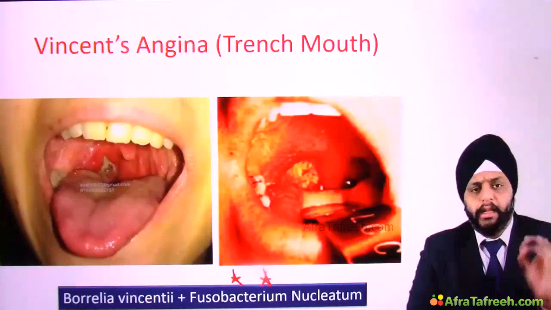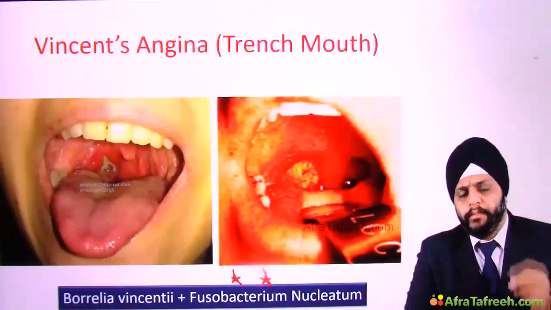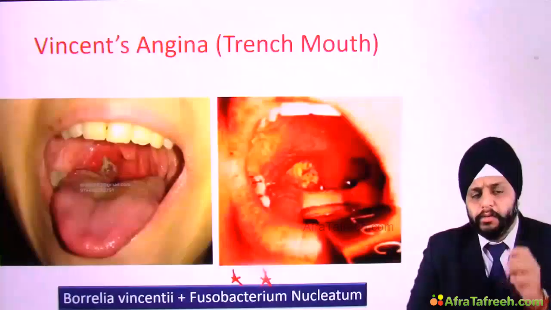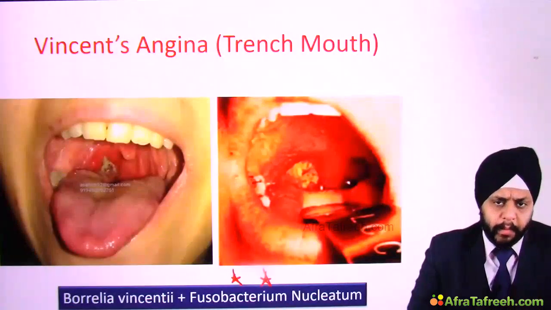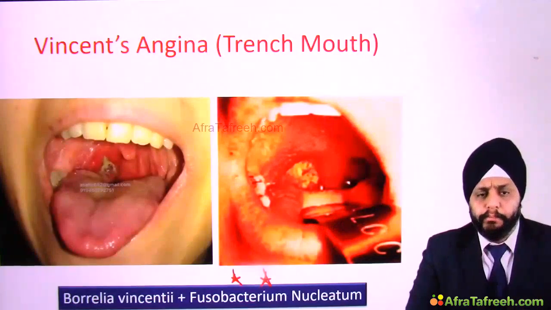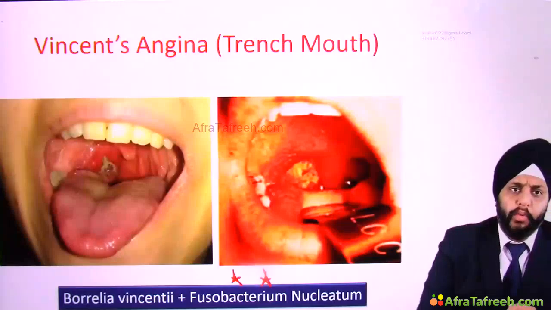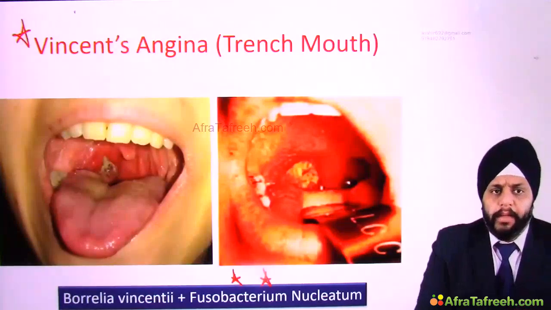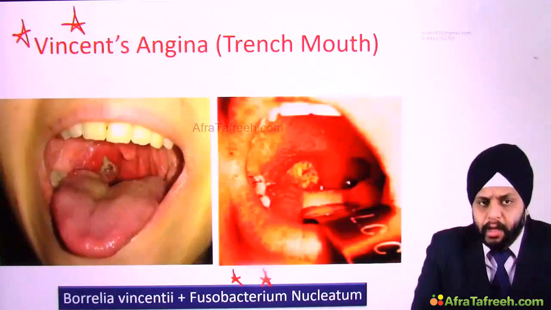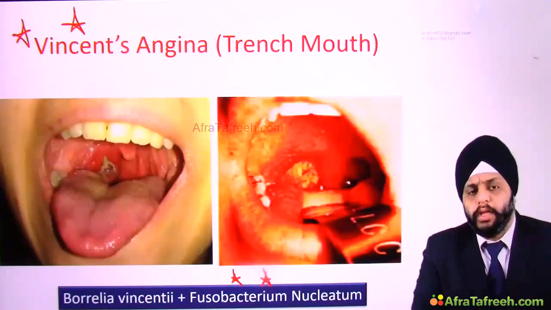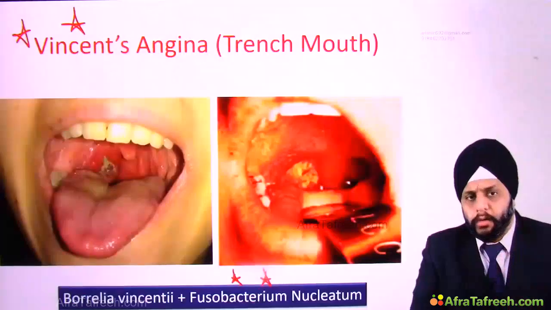Okay, again there is formation of a membrane which bleeds on peeling. So there it can form a membrane on the tonsils, and this bleeds on peeling, right? So that is your Vincent's angina. Remember, Vincent's angina is associated with a membrane over the tonsils.